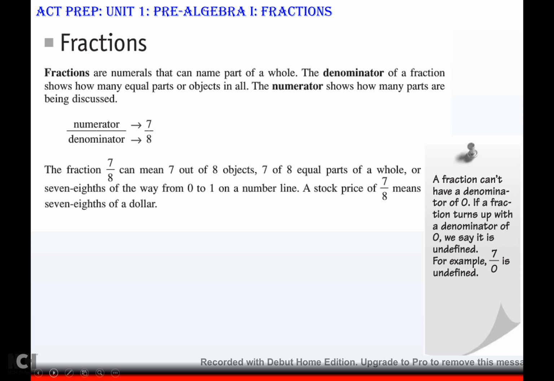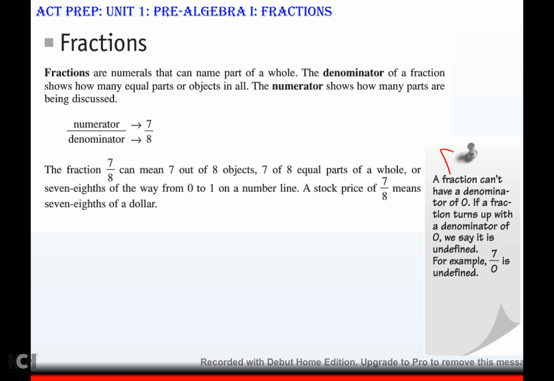So if you have 7/8, the fraction 7/8 can mean 7 out of 8 objects, 7 of 8 equal parts of a whole, or 7/8 of the way from 0 to 1 on a number line. Like a stock price of 7/8 means 7/8 of a dollar.